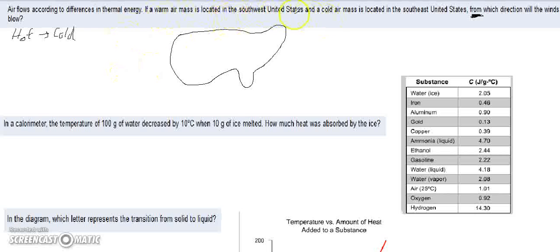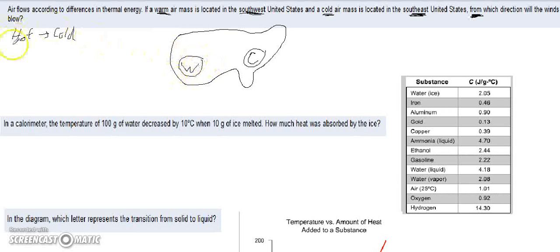So we have warm air in the southwest. Okay, so here's our warm air. Cold air mass is in the southeast. Okay, yep, southeast, cold over here. And now from which direction will the winds blow? And you're given west, north, south, and east. So if this helps on a question like this on the test, draw out the map, draw your warm air masses, and then draw an arrow showing which direction the wind's going to blow.